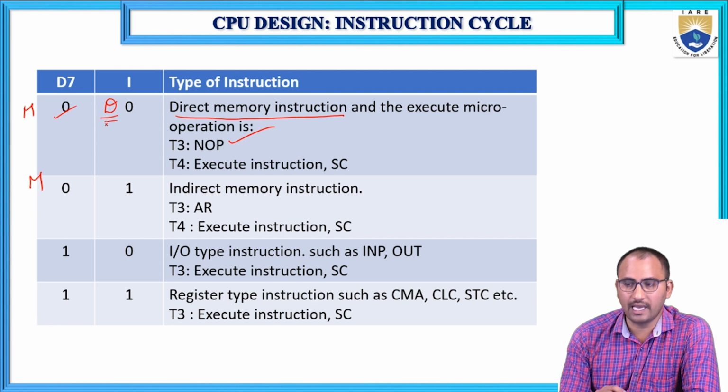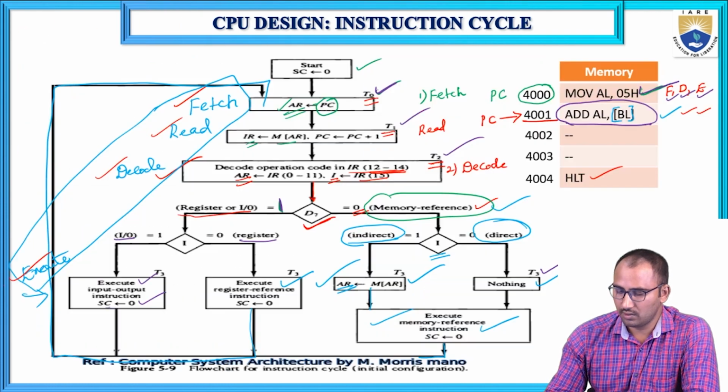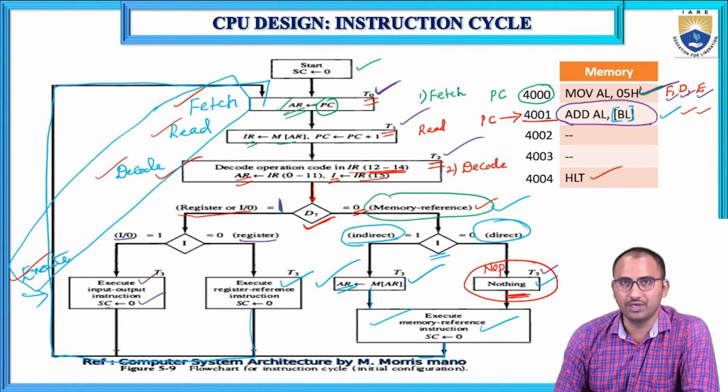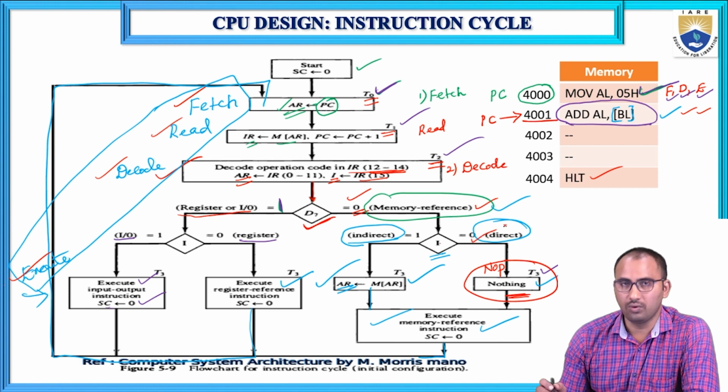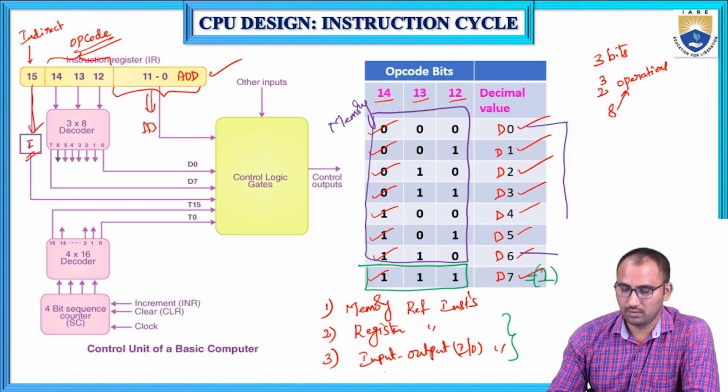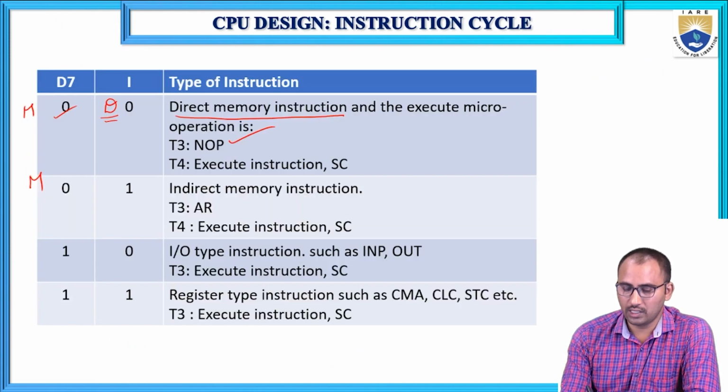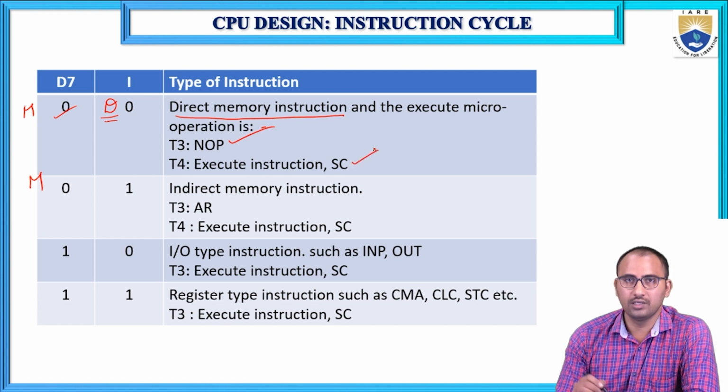When the instruction is having a direct address, you can see in the flow chart. So see here, during T3, what is there? Nothing to do. Nothing means here NOP, no operation. So here D7 is equal to 0, I is equal to 0. So during T3, NOP. After that, the instruction will be executed. During T4, the instruction will be executed, then the sequence counter will be initialized with 0.